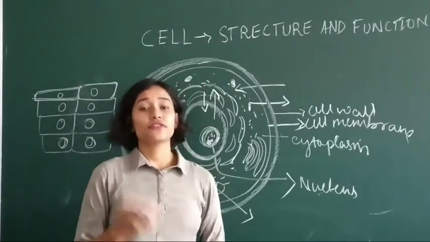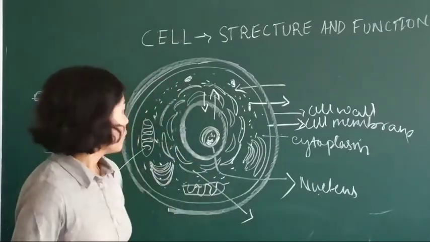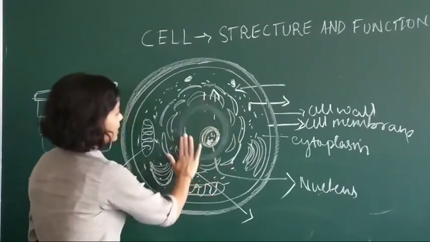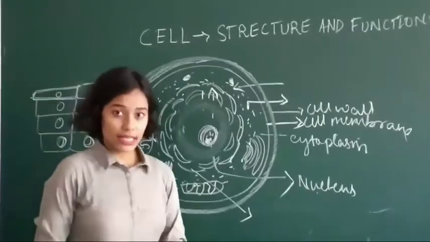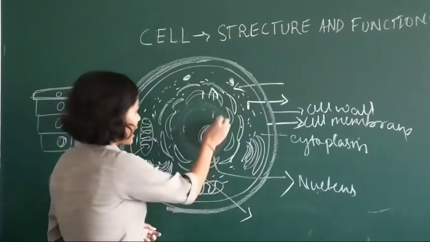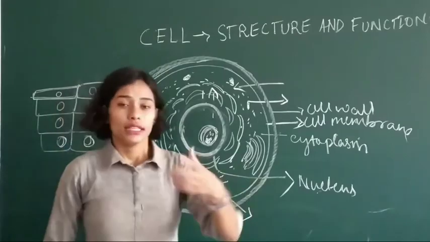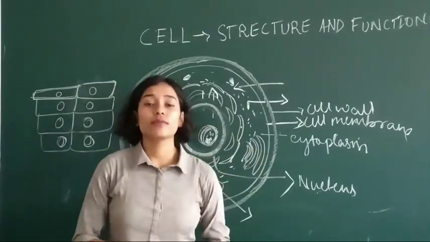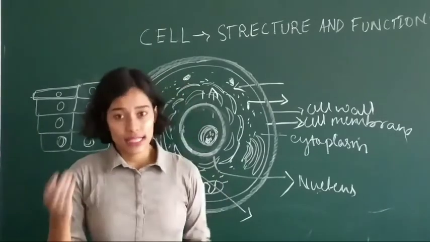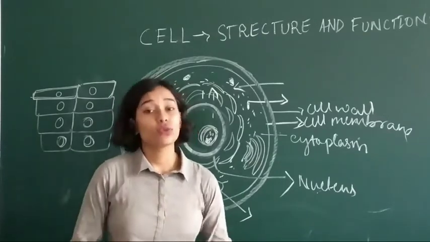Now you see the difference between an animal cell and a bacterial cell. What happens in a bacterial cell? They don't have this nuclear membrane. A bacterial cell is not well organized. Whereas on the other hand, the animal cell has this nuclear membrane. So bacterial cells are termed prokaryotic cells. And the animal cell is a well organized cell. They are termed eukaryotic cells.